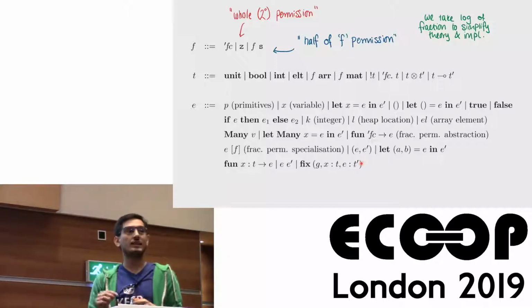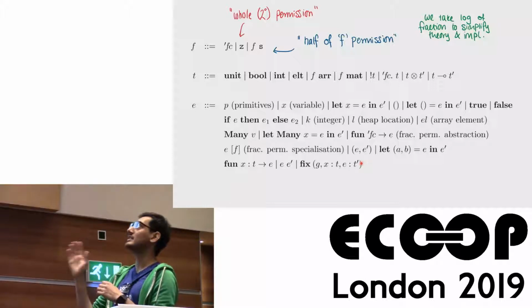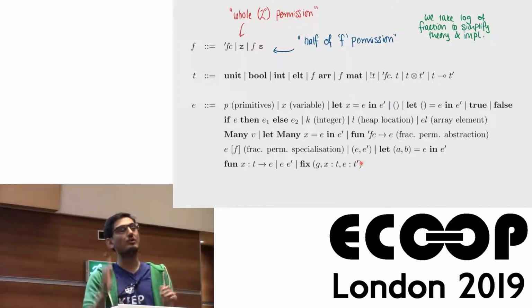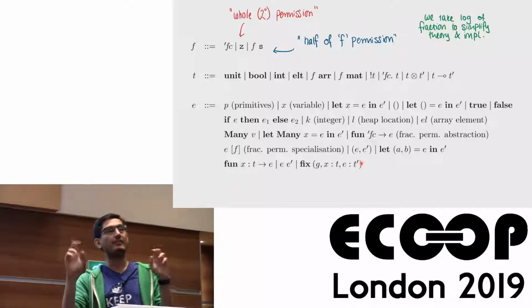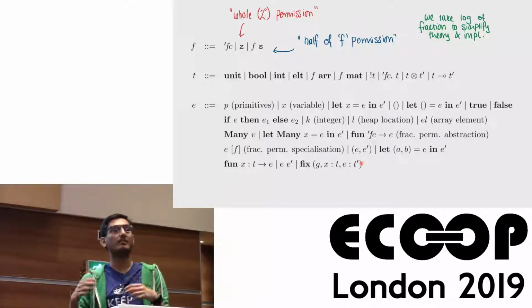However, Z is actually representing the 0 in 2 to the 0. In this case, that's a whole permission. You have complete ownership of the array. You may modify it, you may free it as you wish. F of s represents, or can be read as, half of f, meaning you have half of the permission f.